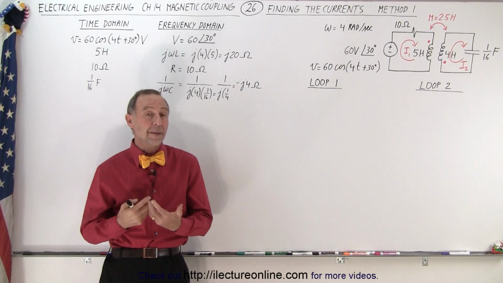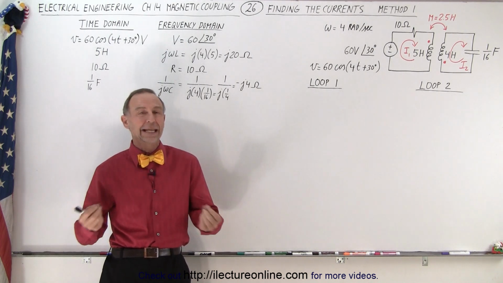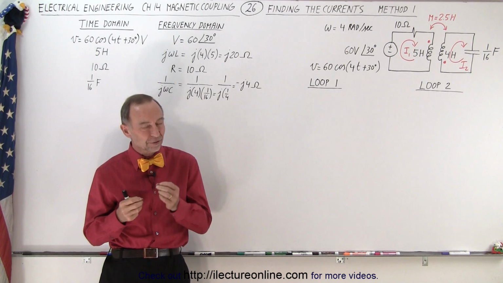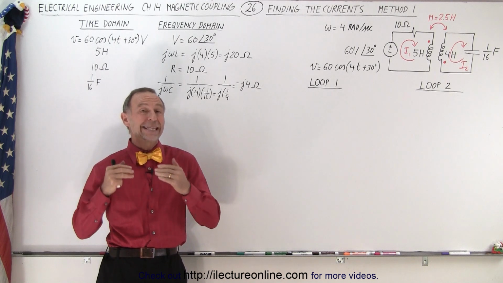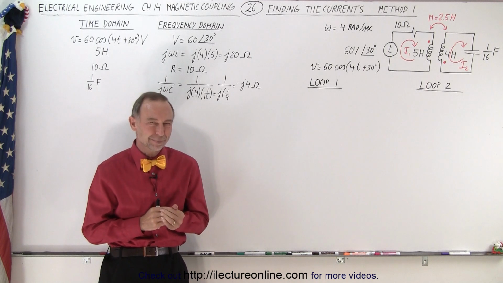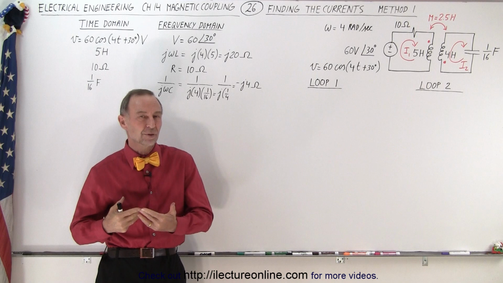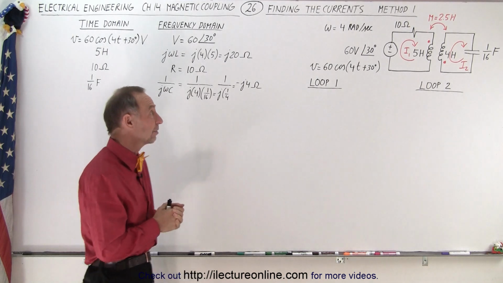Now let's do an example of how to find the currents in a circuit that contains magnetic coupling. Sometimes it's a little bit tricky, and it's very easy to make a small mistake somewhere and not get the correct answer, which can be frustrating. So we need to do this very carefully. Let's go through this example to see how that's done.